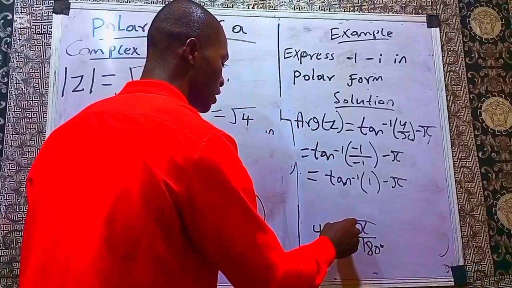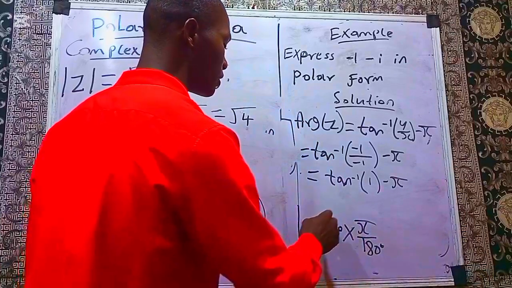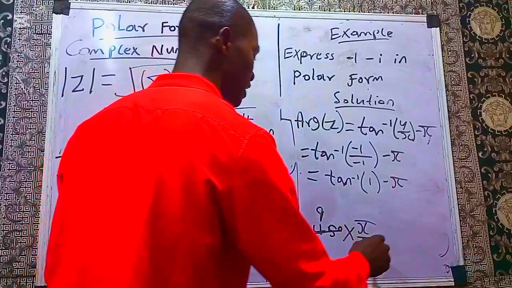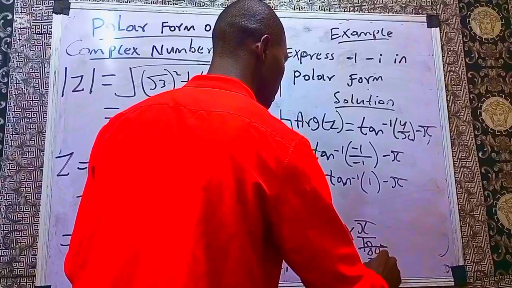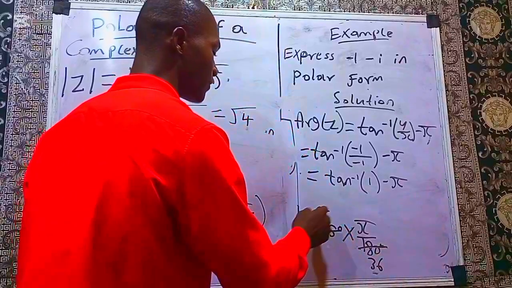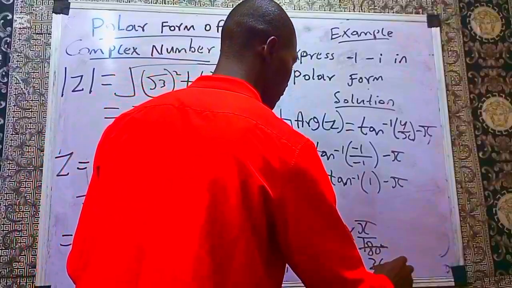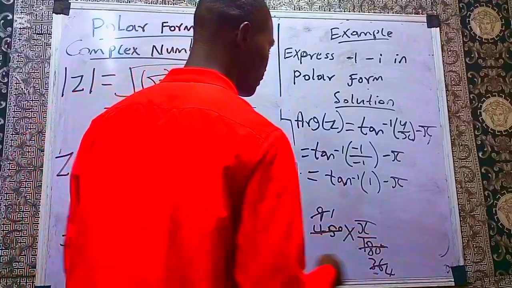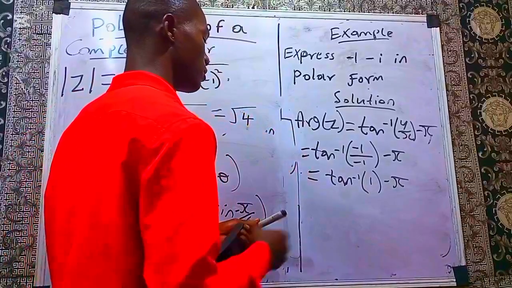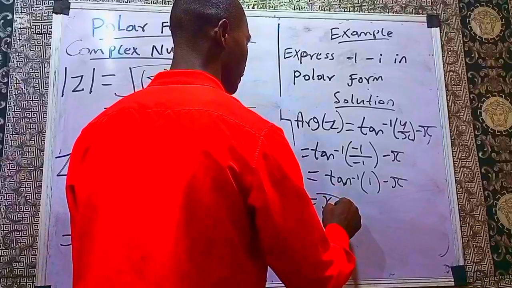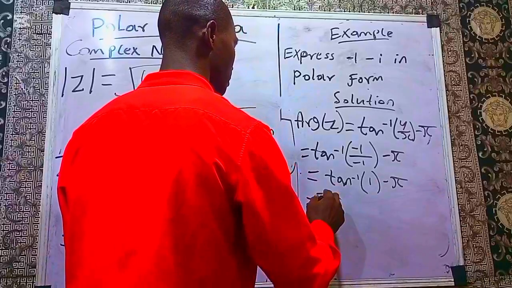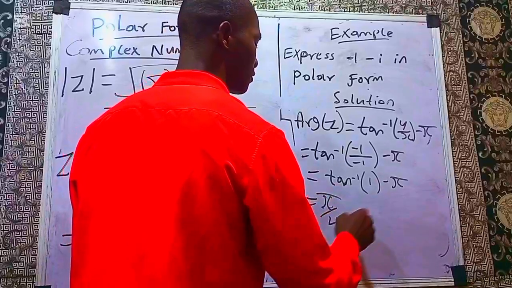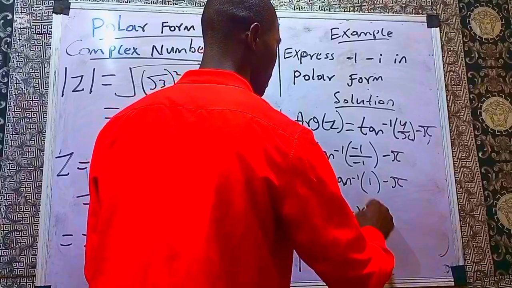So 5 divided into 45, I get 9. 5 divided into 180, I get 36. 9 divided into itself is 1. 9 divided into 36, I'll get 4. So my answer is pi over 4 in radians. So I got pi over 4. Then minus pi, right?